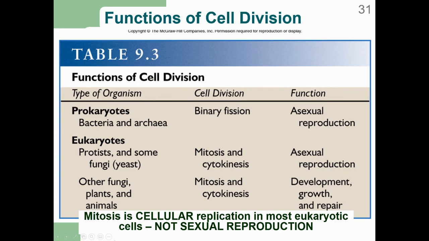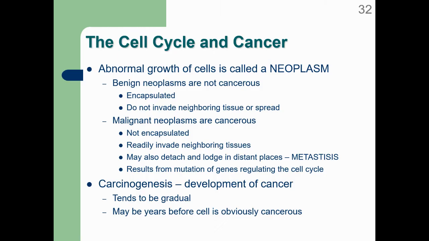So mitosis is cellular replication in most eukaryotes. It is not sexual reproduction. So I'm dividing my cells, making exact copies of them. It is not sexual reproduction, right? Only in single-celled organisms is mitosis used as asexual reproduction. Typically, its primary purpose, when we're talking about humans, about animals, it's growth, repair, replacement of damaged cells. All right.